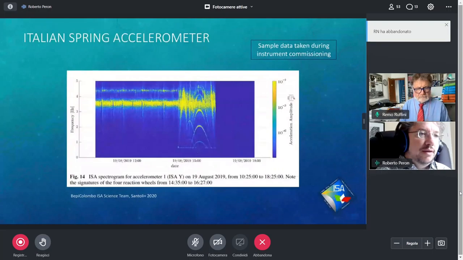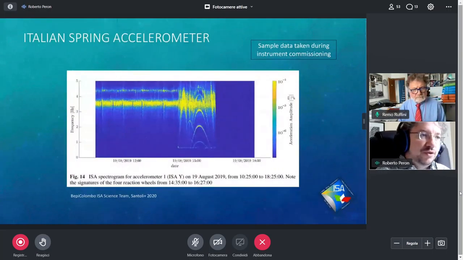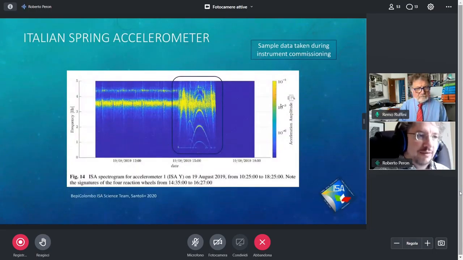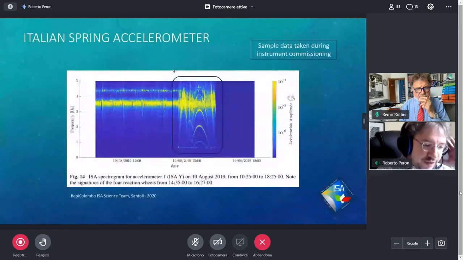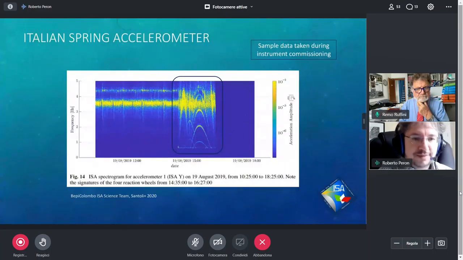And here is another interesting picture. It's a spectrogram taken in a period where there is onboard activity, in this case, the very clear signatures of the reaction wheels acting on board. And so we'll see. Now, BepiColombo is in good health. It's traveling toward Mercury, and we expect it to reach the planet in some years. As I said, a very long journey.